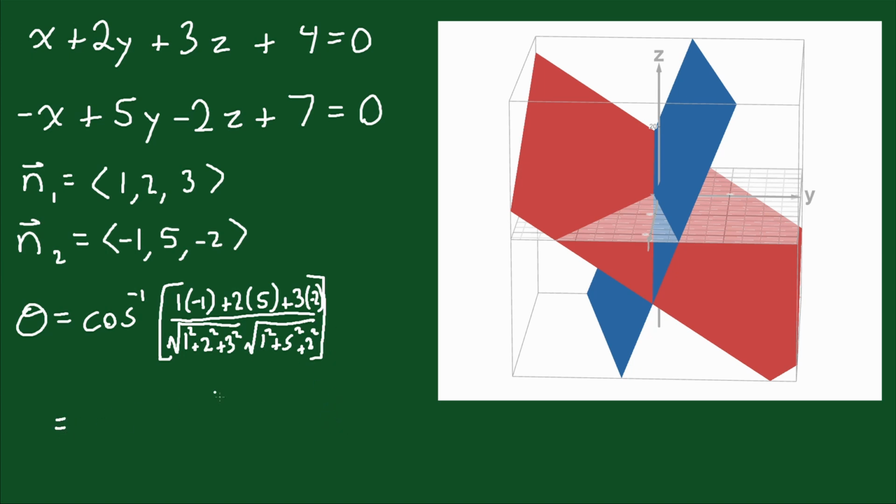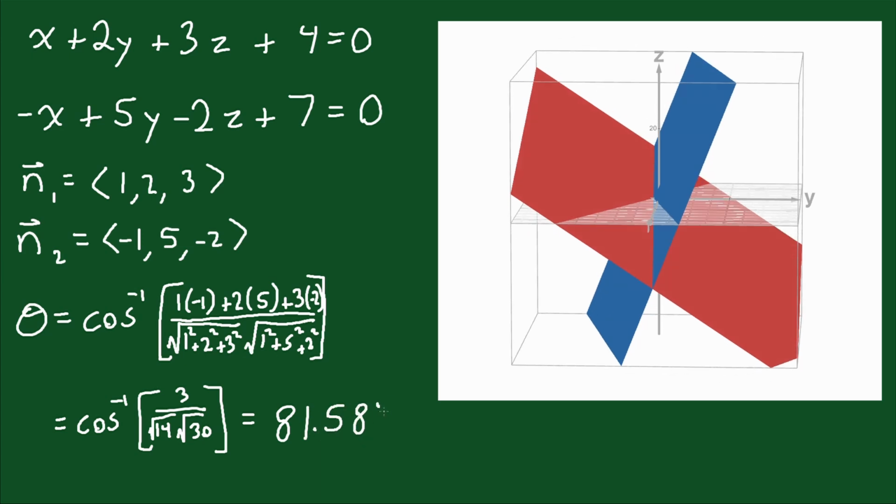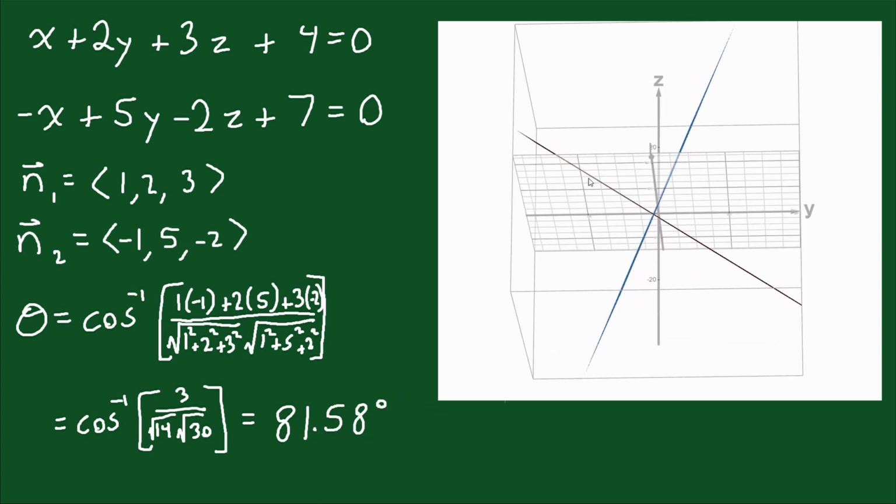And if you calculate this, what you should get is cosine inverse of 3 over, so the top becomes 3. This root here becomes root 14, and this root here becomes root 30. If you calculate this, you should get about 81.58 degrees. That is the angle between the normal vectors, which means it's the angle between the planes.